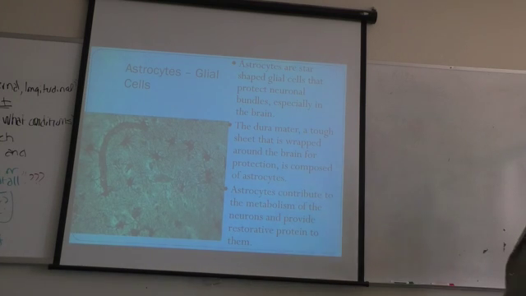Astrocytes are star-shaped glial cells that protect neuronal bundles, especially in the brain. The dura mater is a thick covering, a membrane that covers the brain and protects it from normal things.